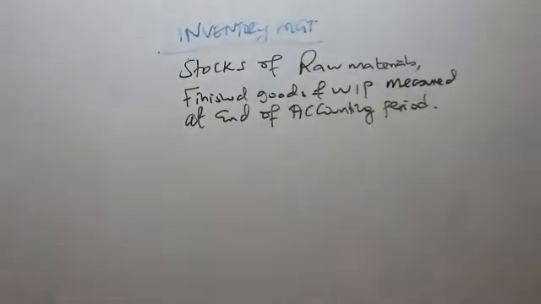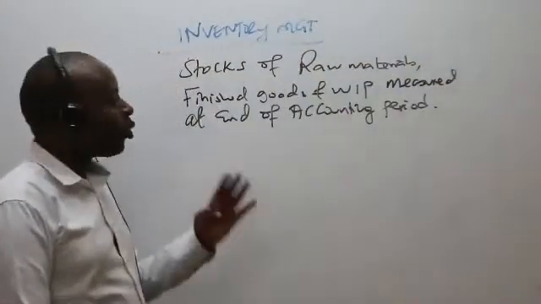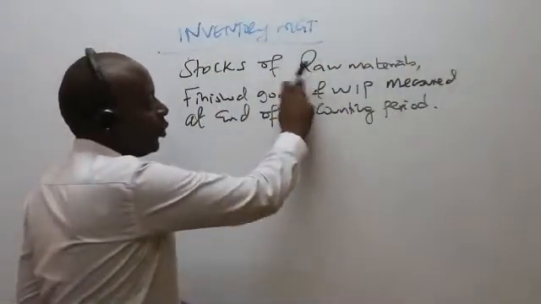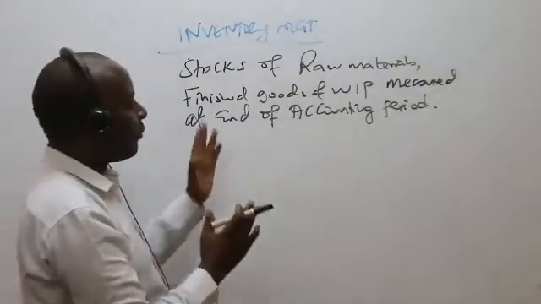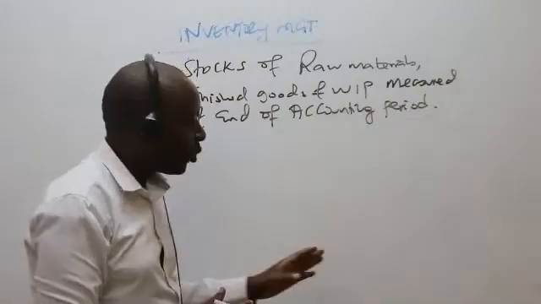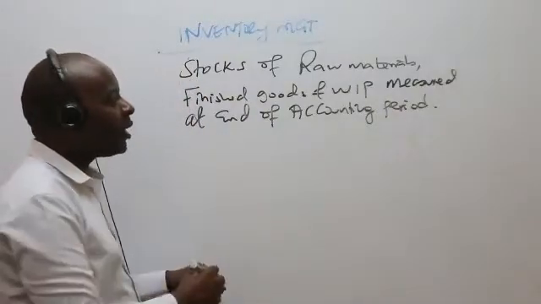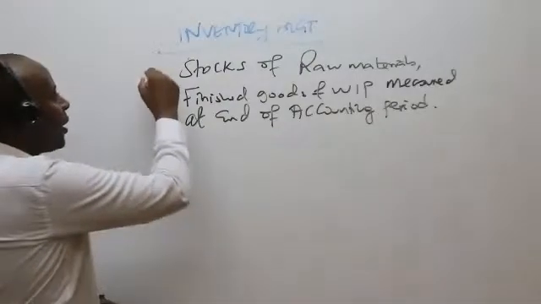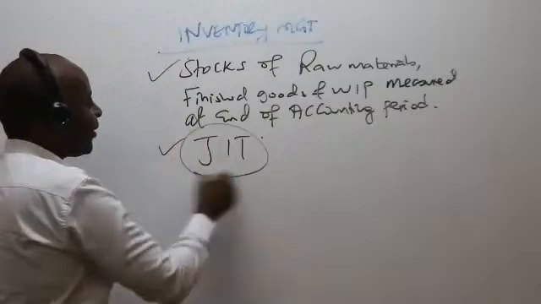Yes. Great. Measured at the end of the accounting what? Our accounting period. So we are talking of 3 things: raw materials, finished goods, and work in progress, measured at the end of the accounting period. Ladies and gentlemen, for your level here, can somebody talk about something small regarding this?